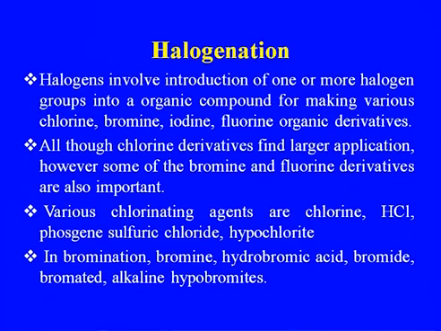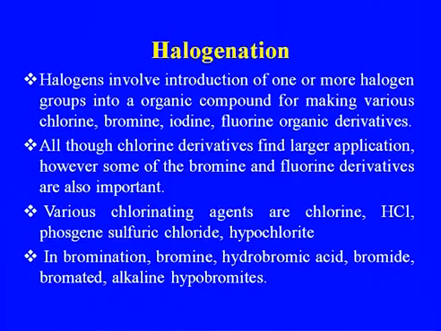Halogenation is also a very important reaction in the chemical industry, because many of the halogenated products are used in some form or other. Halogenation involves introduction of one or more halogen groups into an organic compound, for making various chlorine, bromine, iodine and fluorine organic derivatives. One very important reaction is the manufacture of vinyl chloride through ethylene dichloride. Ethylene dichloride is again produced by the chlorination of ethylene.